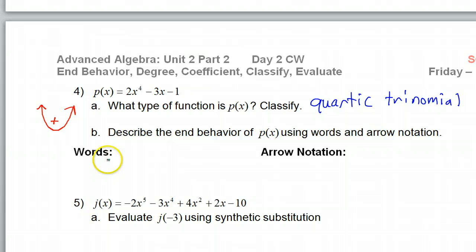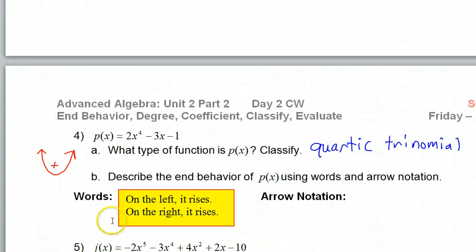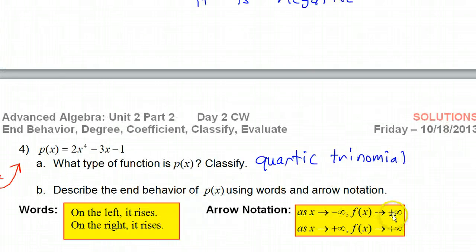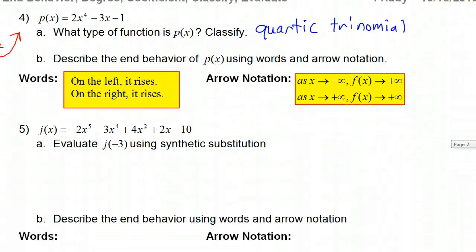Now, with this picture in mind, it's easy to do the end behavior. In words, we'd say on the left it rises, and on the right it rises. Bam! Like this. Now how about that arrow notation? Rises, rises. What's that going to look like? Positive infinity, positive infinity. You don't actually have to put the plus for the positive infinity. You could just put infinity if you want to. I just felt like emphasizing it for some reason.